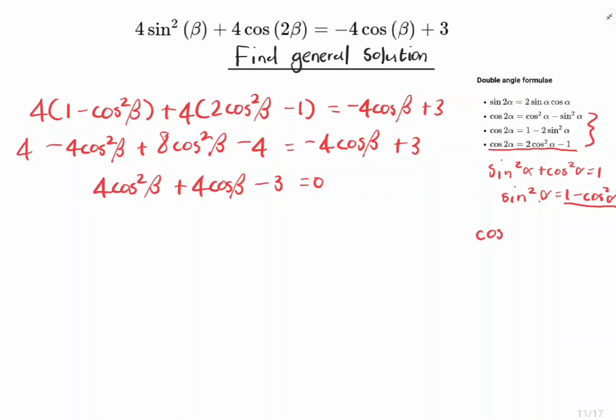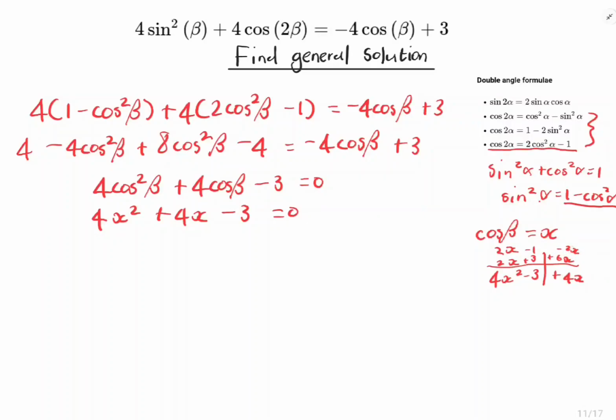So if we say that cos b is equal to x, we can just say 4x squared plus 4x minus 3 is equal to 0. Now it looks easy to the eye, right? If we factorize here on the side, it's going to be 4x squared minus 3 plus 4x, with factors 2 and 2, and 3 and 1, positive and negative here. Cross multiply, 6x minus 2x. So minus 2x plus 6x is indeed going to be 4x. So we can use these brackets over here.